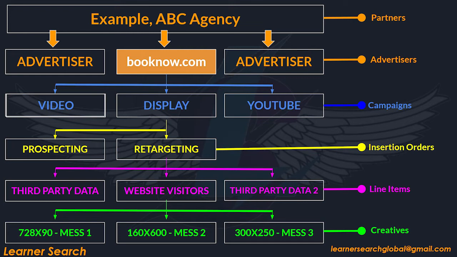For the display campaign, they want to use prospecting and retargeting strategies. They created separate IOs for prospecting and retargeting. Under this retargeting, they want to target audience who visited their website and also use third-party data. They created separate line items for website visitors and third-party data. Under these line items, they want to run three creatives in rotation with different ad messages.